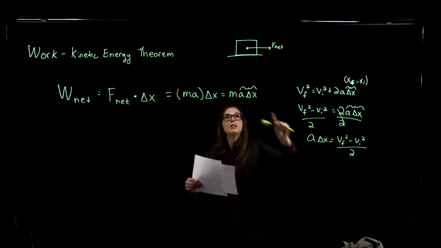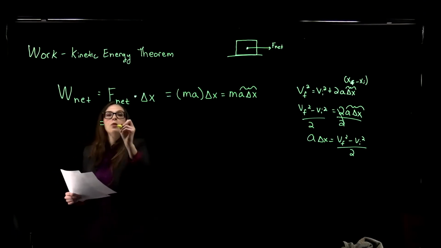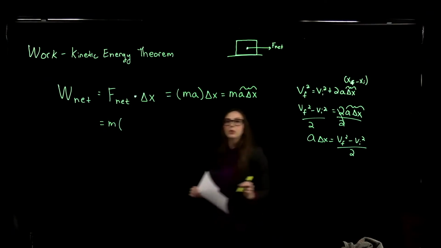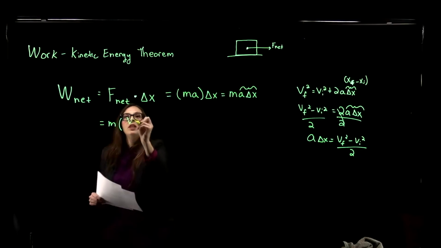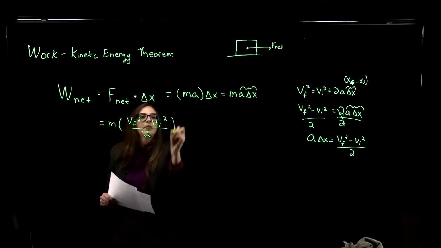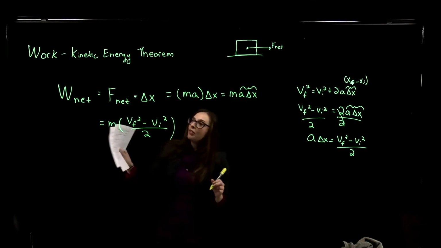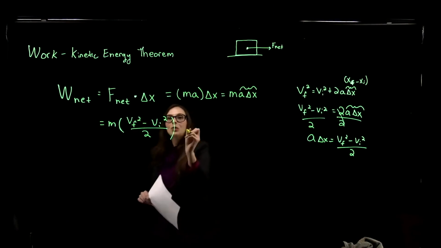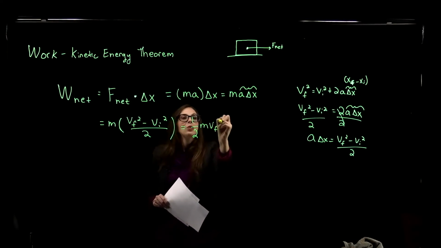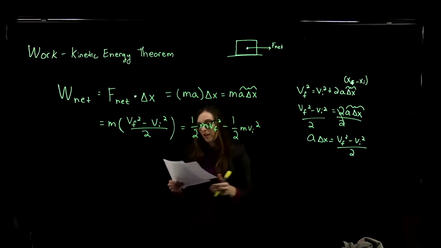So I can put this in where I see a delta x. Then my net work is equal to my mass times what we just found a delta x was equal to, v final squared minus v initial squared over 2. I'm going to factor through this m. And so then this equals 1/2 m v final squared minus 1/2 m v initial squared.